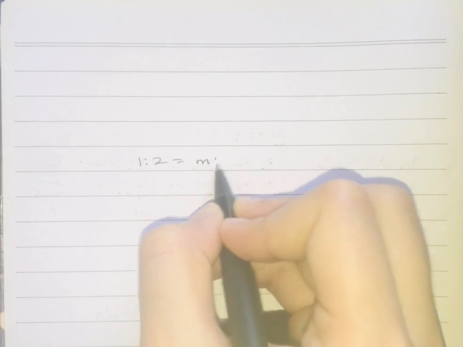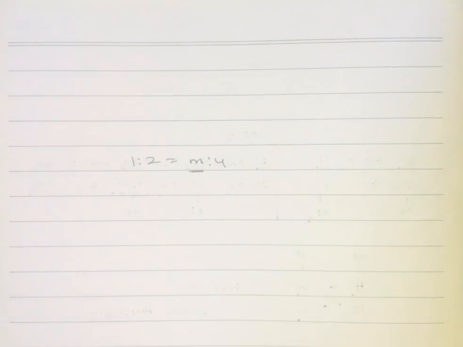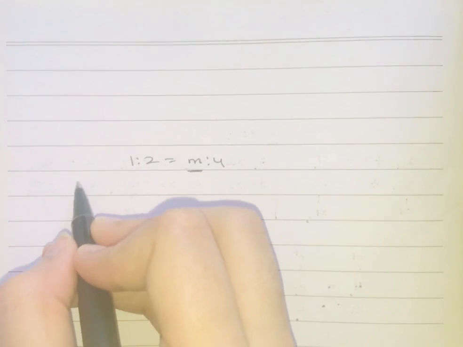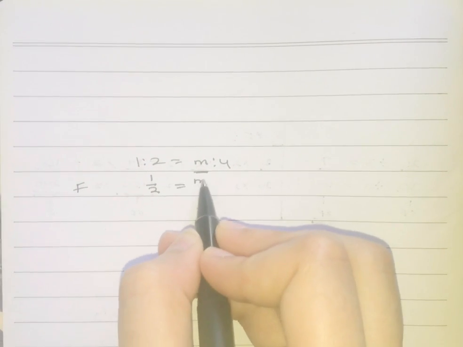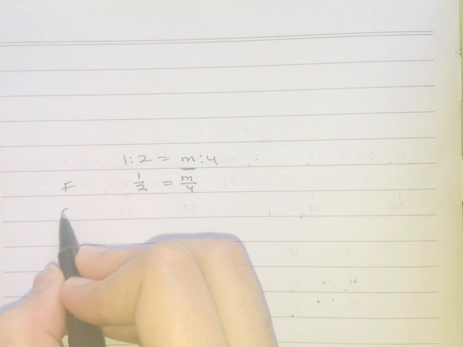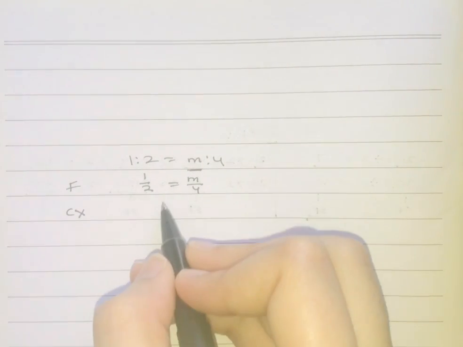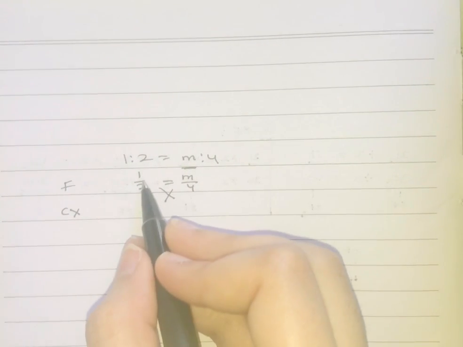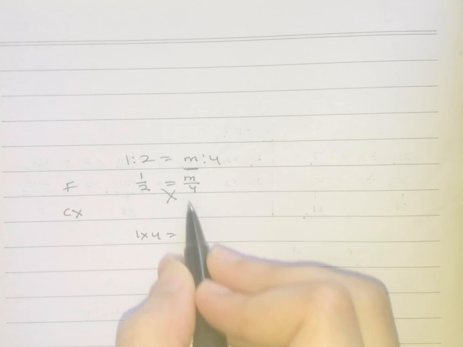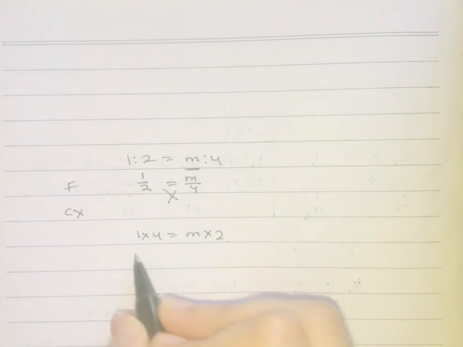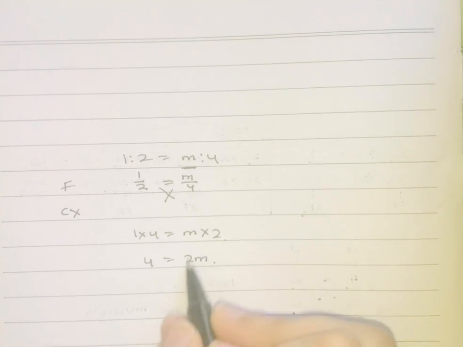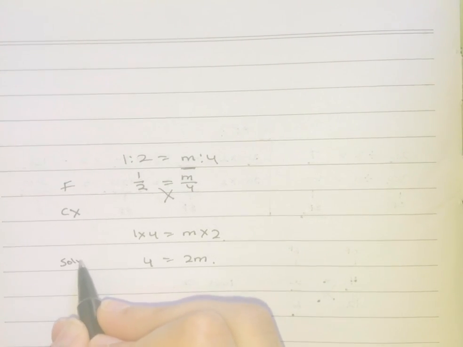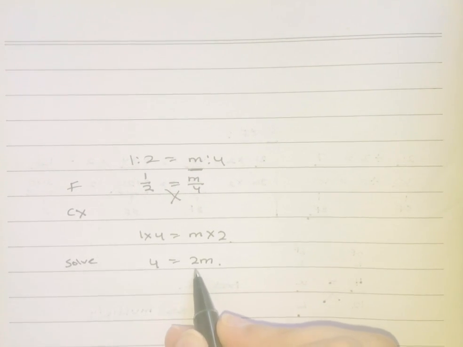This one is going to be 1 ratio 2 is equal to m ratio 4. You've been told to look for m. So what are you going to do first? You convert it into fraction. 1 divided by 2 is equal to m divided by 4. And then you cross multiply. So 1 times 4 is equal to m times 2. 1 times 4 is 4, m times 2 is 2m. You want m. Now you start solving. You want m alone. So what are you going to do?